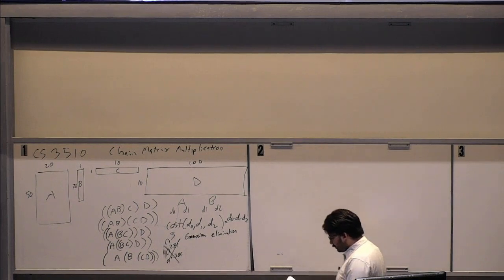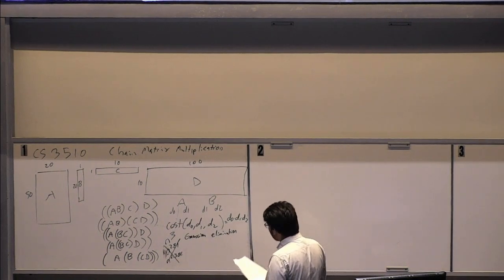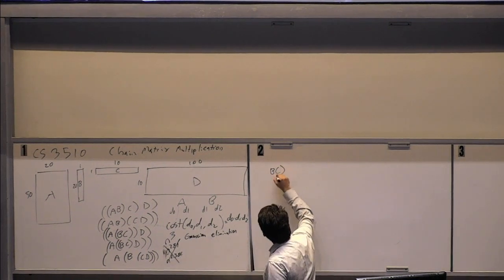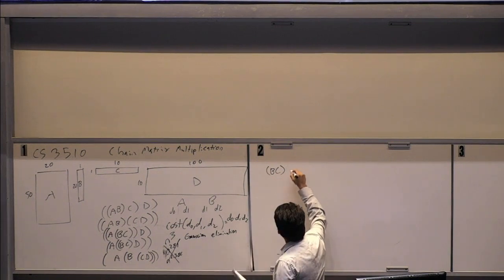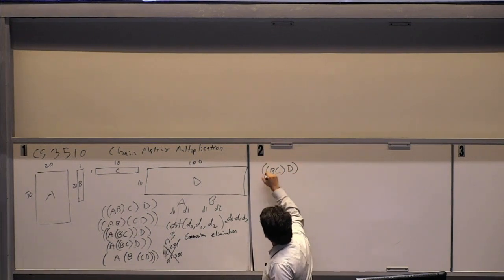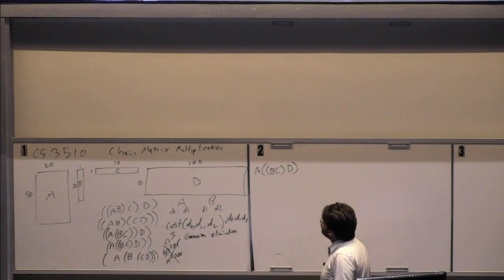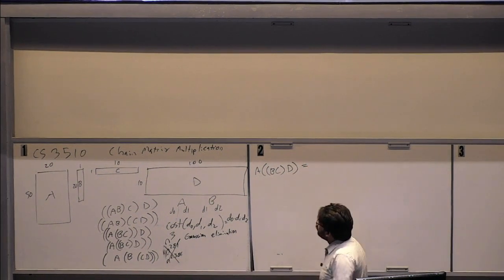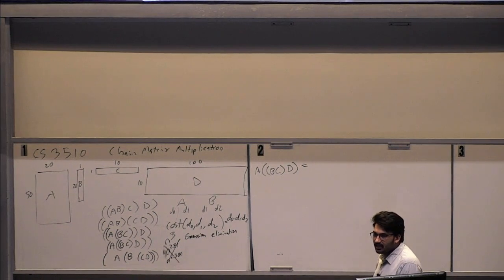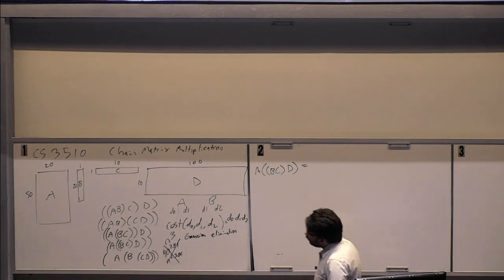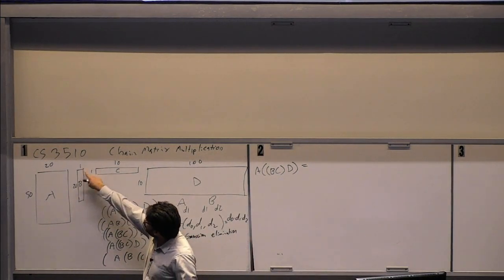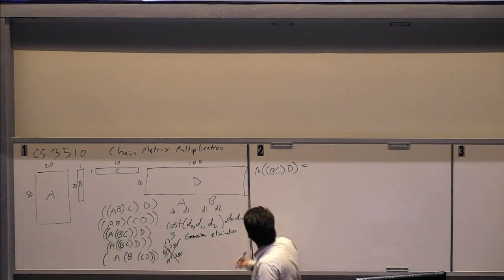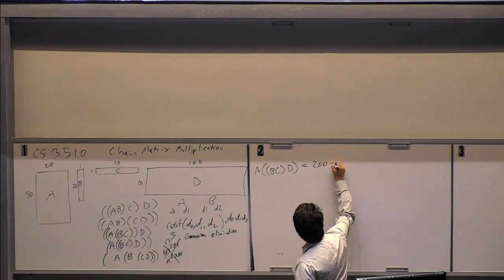Let's give some examples of some associations. So consider first we multiply BC. And then we're going to multiply D. And then we'll multiply A. I'll leave off the last parentheses just to make it a little clearer. What is the cost of multiplying A, BC, and then D, and then A? What are we going to do? We're going to do 20 times 1 times 10 for BC. So that's going to be 200 plus.